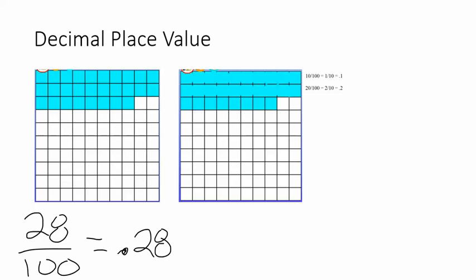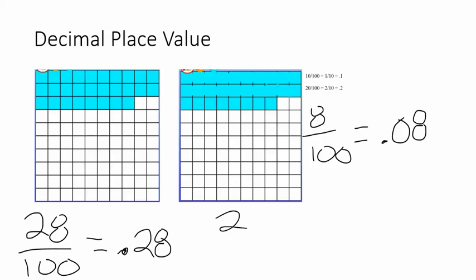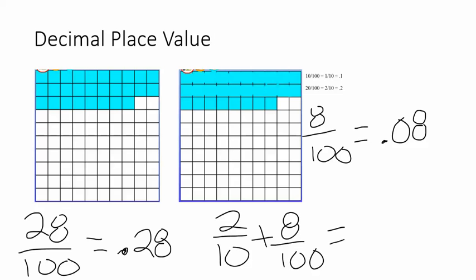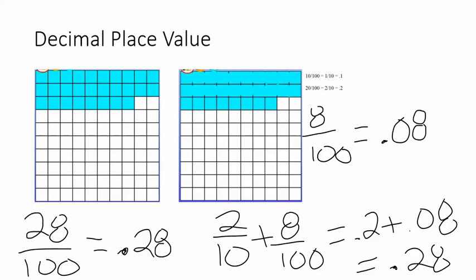The third row is not fully shaded. There we still have 8 squares shaded. That is 8 over 100 or 0.08. So we have 2 rows that are fully shaded. That's 2/10 plus a partial row, 8 over 100. So 0.2 plus 0.08 also gives us 0.28. It's just another way to write the same decimal or to figure out how to get that answer.